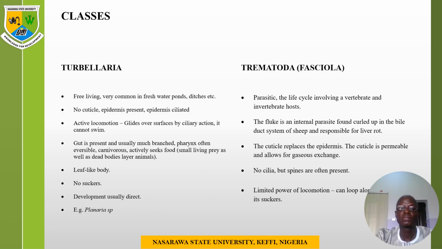Classes. We have the first class, Turbellaria. This group are free-living organisms. They are very common in freshwater ponds, ditches, and so on. They have no cuticle. The epidermis is present, and the epidermis is ciliated. They are active, that is, they can move; they glide over surfaces by ciliary action. They cannot swim.